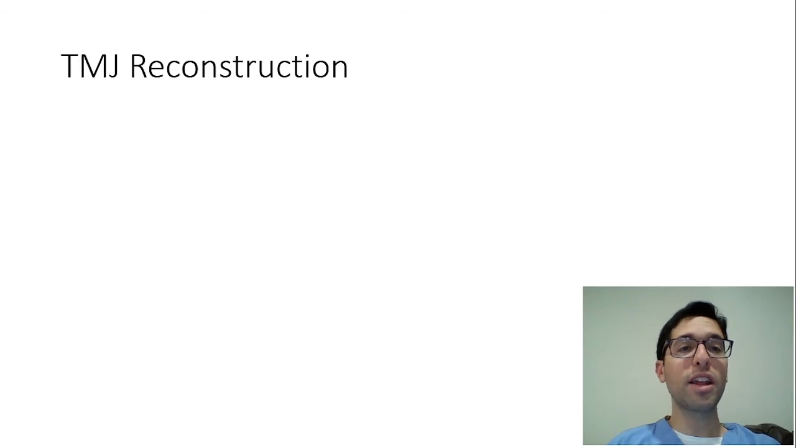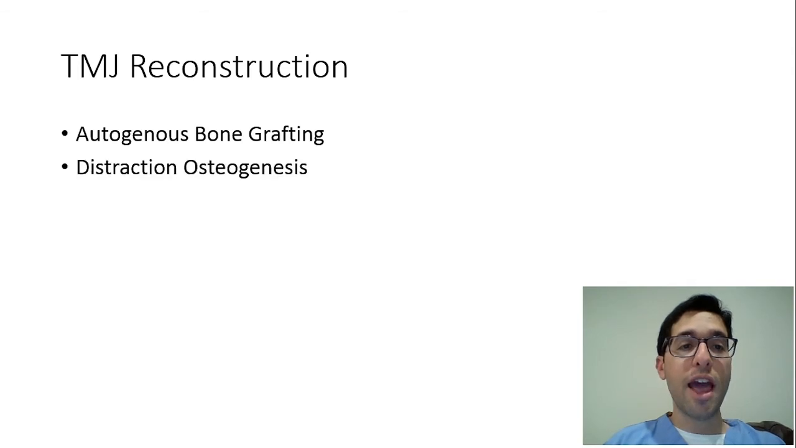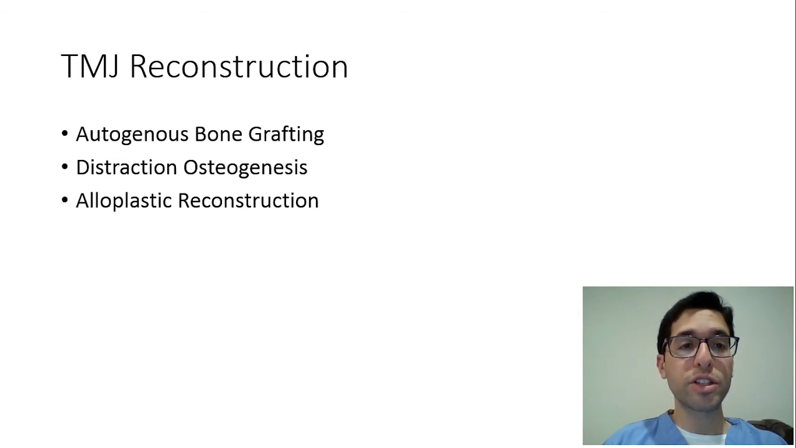All right, and finally we're on to our last topic, TMJ reconstruction. Up until now we talked about minimally invasive options. When all else has failed, we're looking at reconstruction, and there are various ways of doing it. Like I said before, you could do autogenous, so you could do a bone graft. You could do distraction osteogenesis, or you could do alloplastic reconstruction. And again, we're going to conclude with that because that's the workhorse of maybe modern day TMJ surgery.